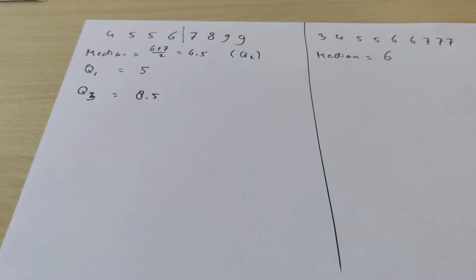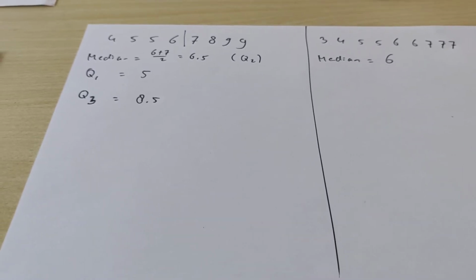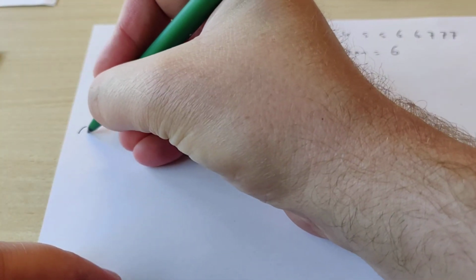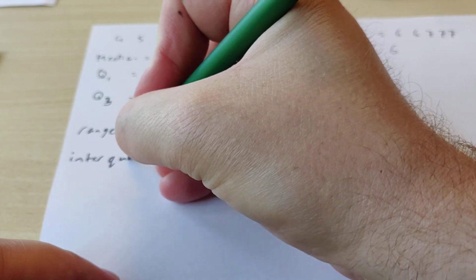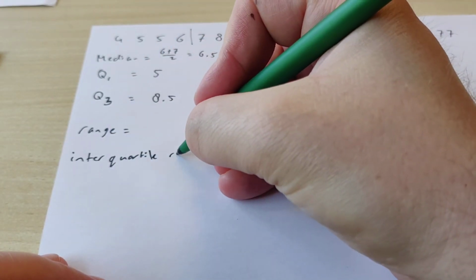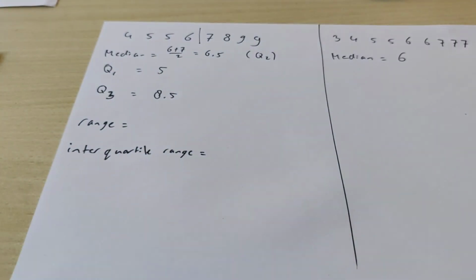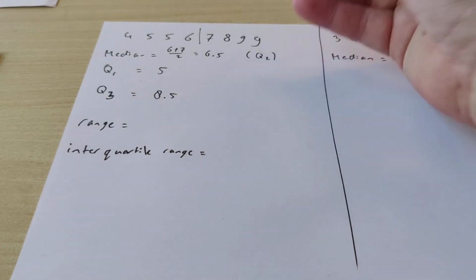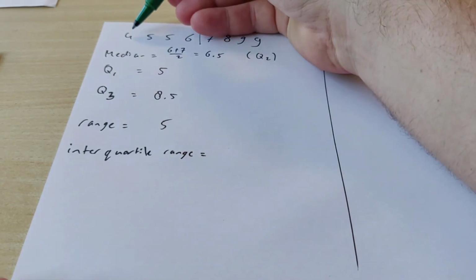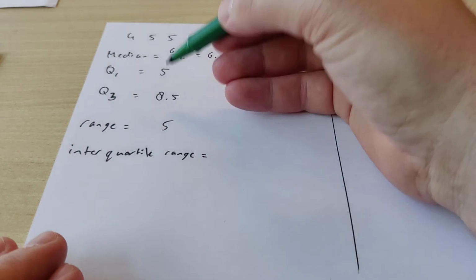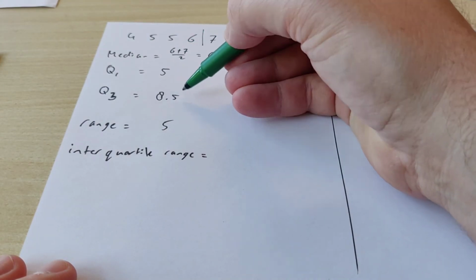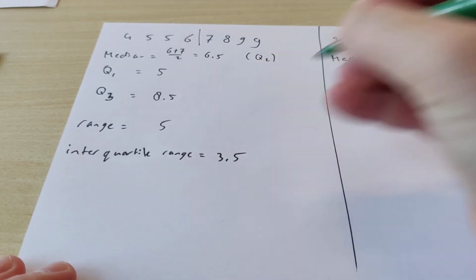Measures of dispersion. Okay, so I also want to tell you about two other words that you can find in your book, and those are the words range and also interquartile range. So let me tell you what those are. The range is the difference between the highest and the lowest value. So in this case that would be 5, because the difference between 4 and 9 is 5. The interquartile range is the difference between the first and the third quartile. So in this case that would be 3.5.